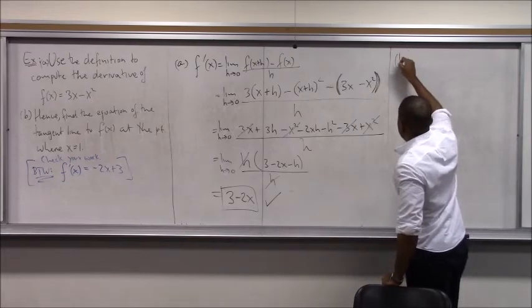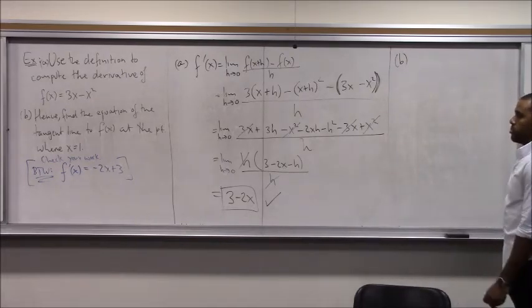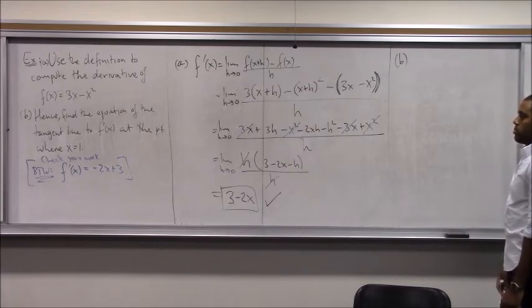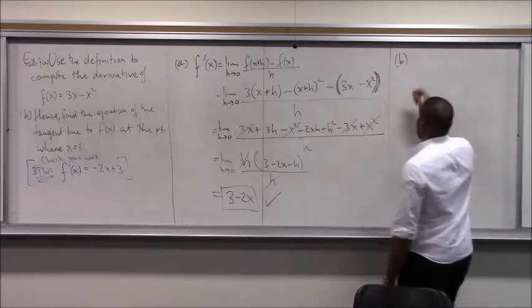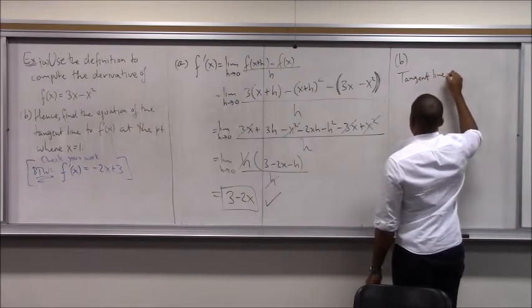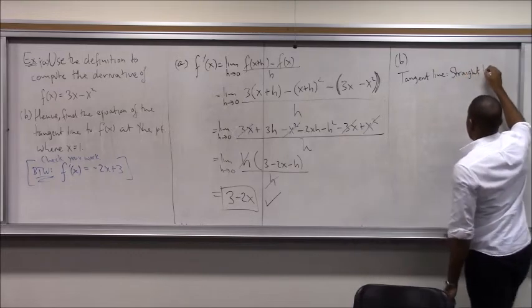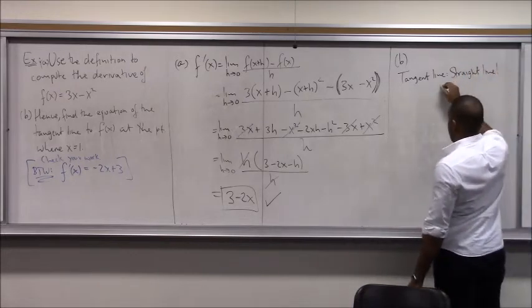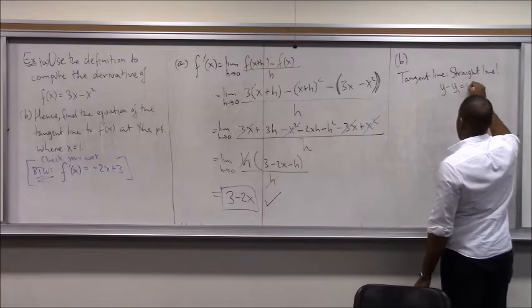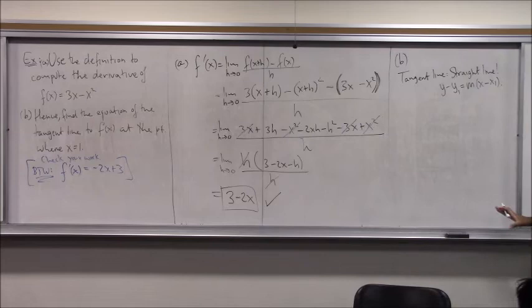Okay, part B. So how would we find the tangent line? Well, first let's talk about what a tangent line is. Remember, a tangent line is a straight line. It's the straight line that we use to approximate the curve, which means it has the formula of any other straight line, y equals... so it's just a straight line.